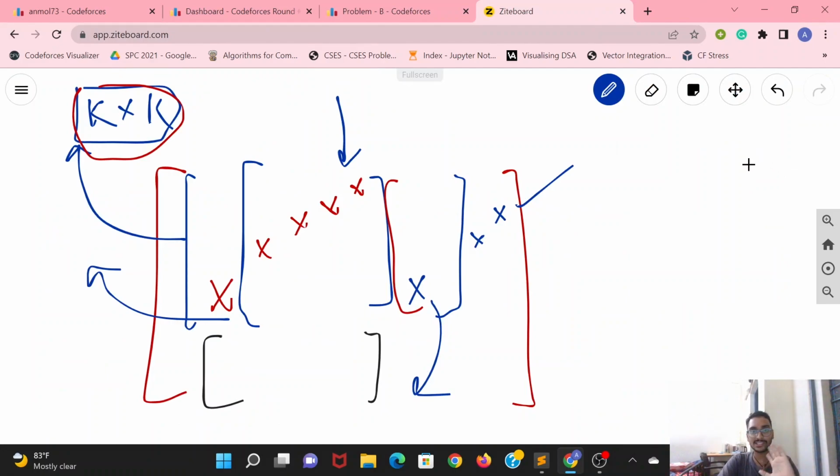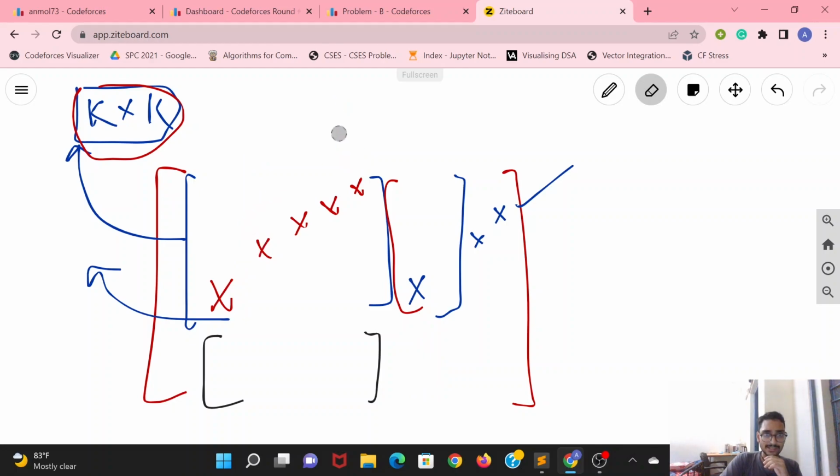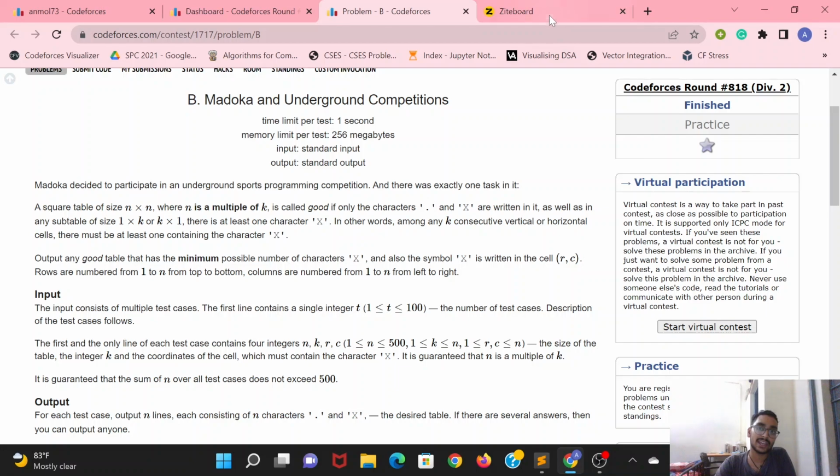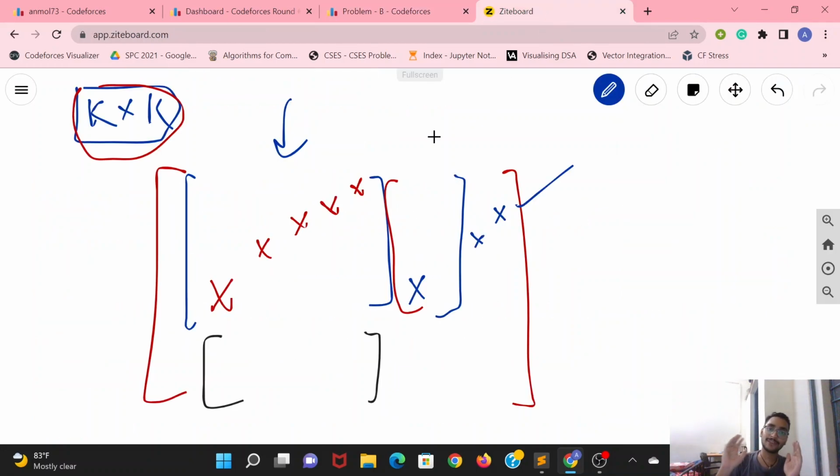Okay, so I'll just give a gist of whatever I told again. My aim is that I need to put one cross in every row and every column of this k by k matrix, because if I put any more x, I'll basically be repeating. And now I've got this k by k pattern, and I repeat this k by k pattern again and again. And since n is a multiple of k, this k by k pattern will fill the grid completely.